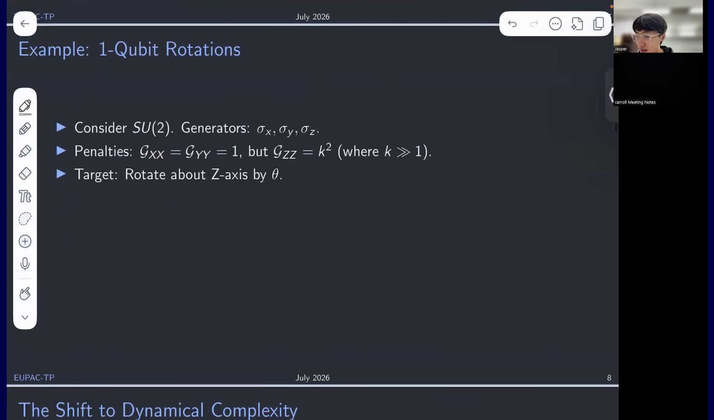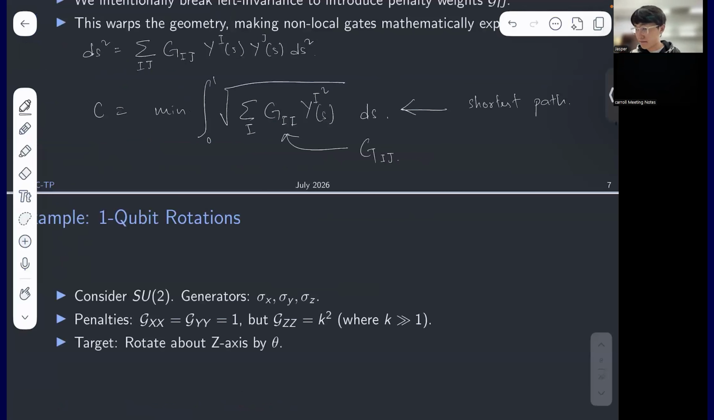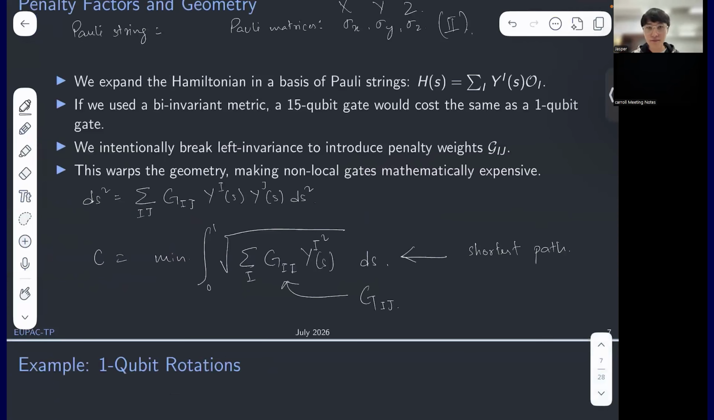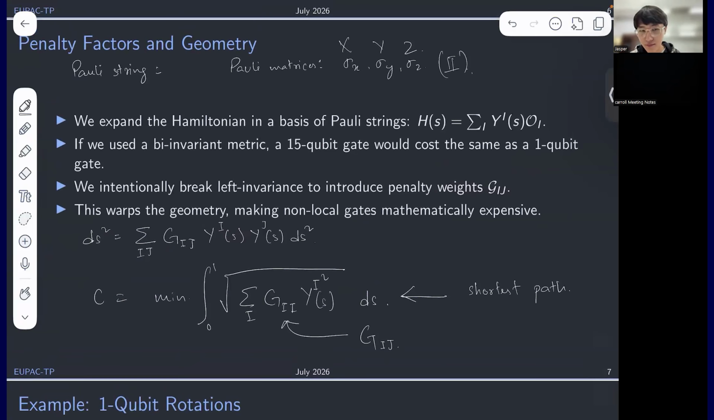I'll come to you later on. Hey Jasper, can I ask a question? If you go back to the slide above, how did you get the metric? When you define your action, you write it as a sum over the diagonal terms. So how does that happen? Instead of it being a sum over ij, g_ij, how did you get it to be a sum over the diagonal terms? Oh, right. Wait, let me.